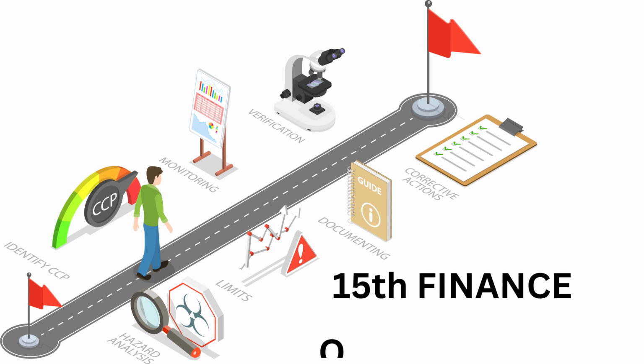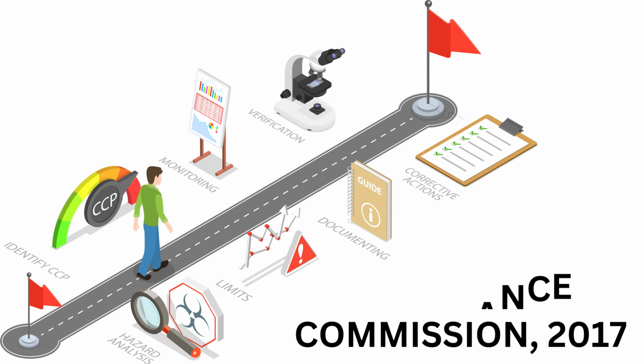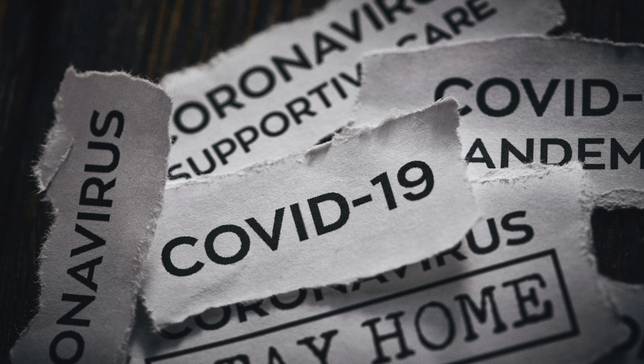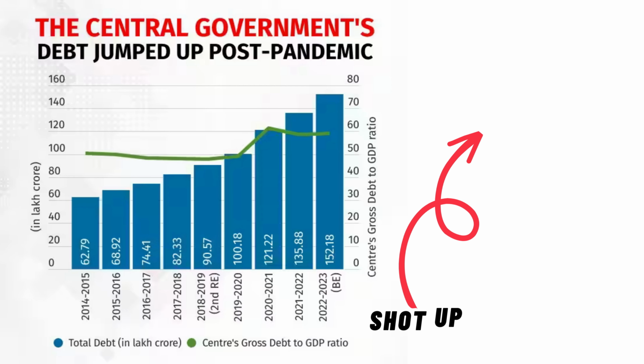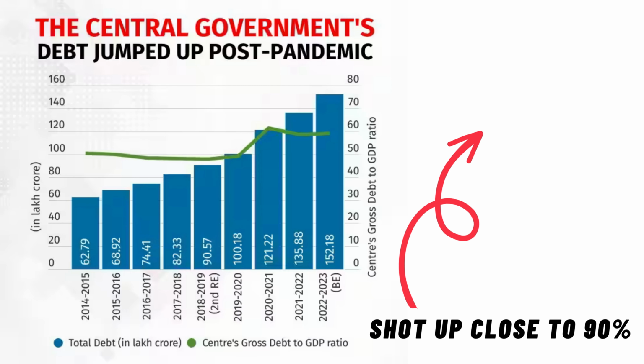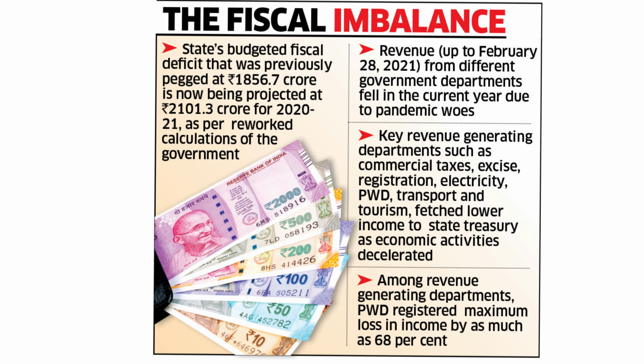Critical changes since the 15th Finance Commission, November 2017, are: the COVID-19 pandemic end, and subsequent geopolitical challenges. As a result, the combined government debt to GDP ratio had shot up close to 90% at the end of 2020-21. And many states show large fiscal imbalances too.